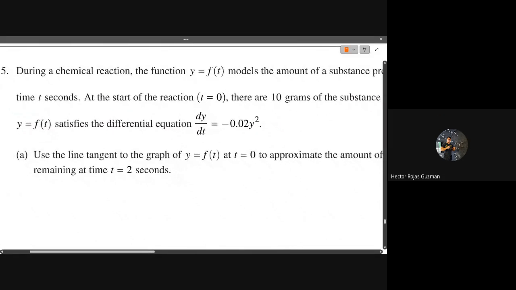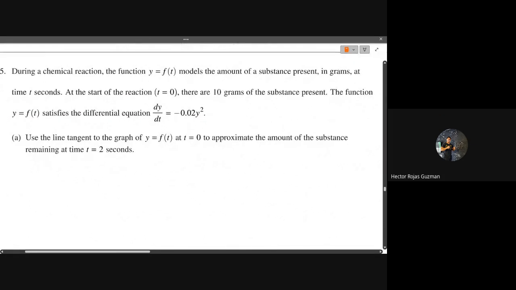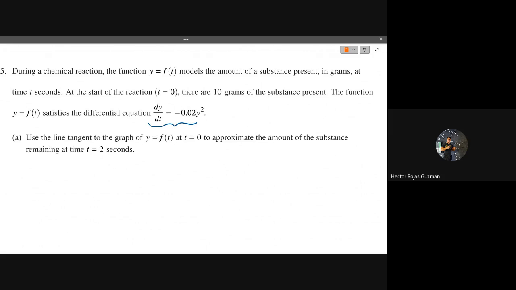Part 5, question 5. Okay, we have a differentiable function. At the start of the reaction, t is equal to 0, there's 10 grams. That sounds like an initial condition to me. Use the line tangent to the graph of f at t equal to 0 to approximate the amount of substance remaining at 2 seconds. Without even reading much of the question, I see tangent line. I know how to do tangent lines.